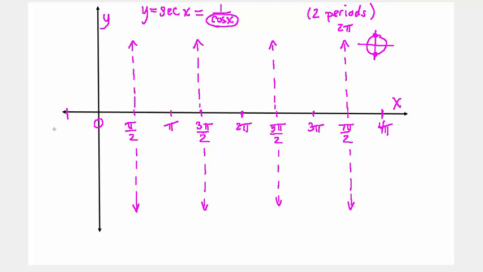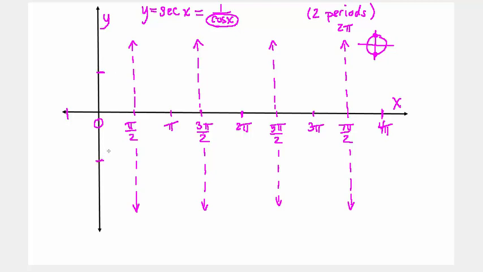So now let's take a look at where the intercepts might occur. 1 over something will never be 0. So actually, there are no x-intercepts for secant. Instead of graphing intercepts, here's how we're going to construct the graph of secant. Since secant is 1 over cosine, I actually would like to graph cosine.